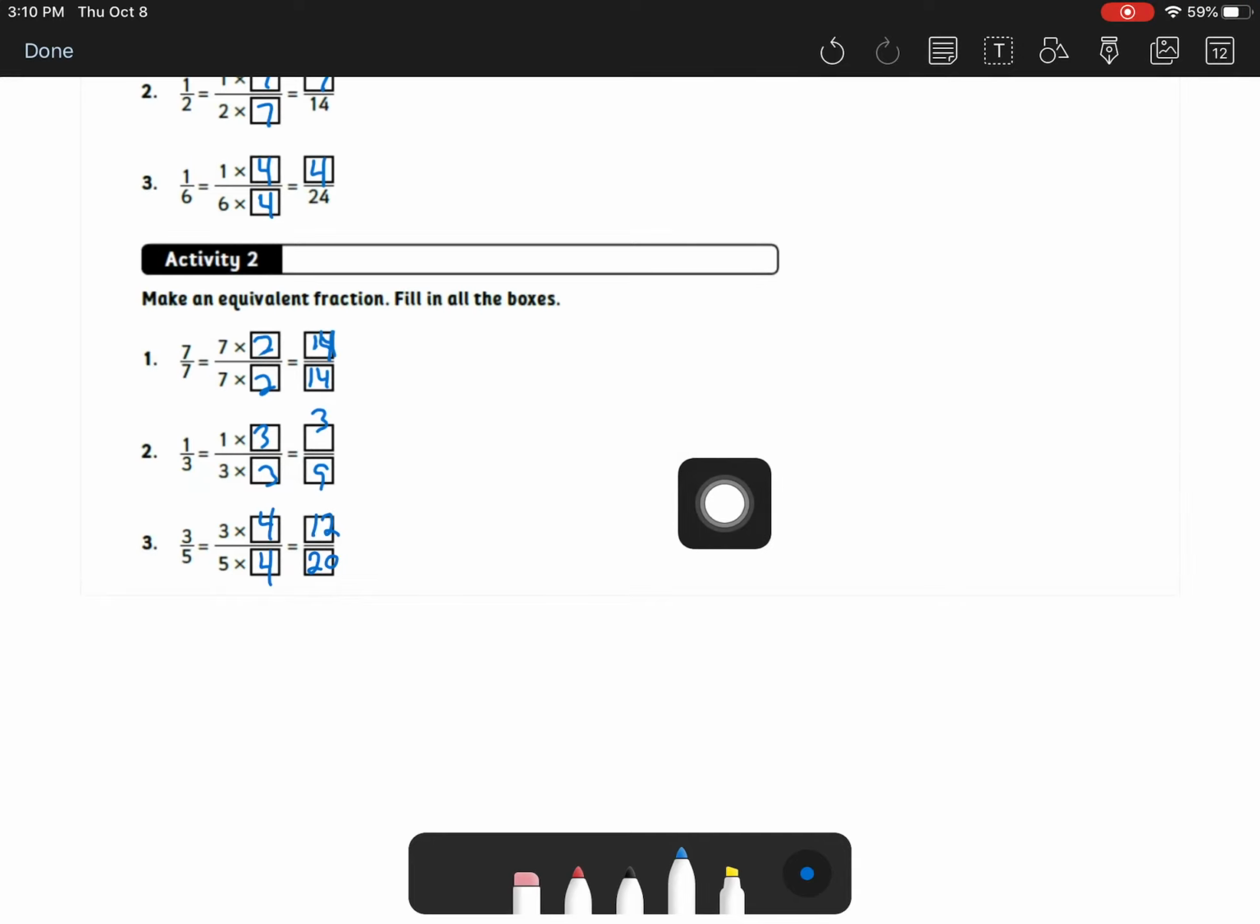Okay, so what I've done, I just made equivalent fractions. So 7/7, 14/14 equivalent. 1/3, 3/9 is equivalent, so multiplied by 3 on the top and on the bottom. And again, I could choose any number that I want as long as it's the same on the top and on the bottom to make an equivalent fraction. Okay?